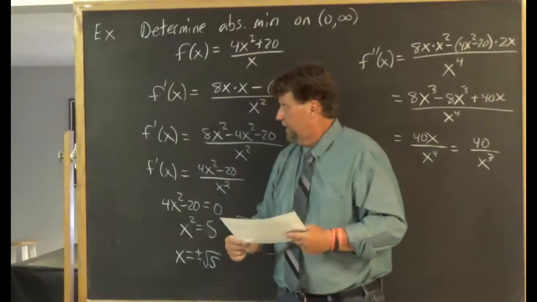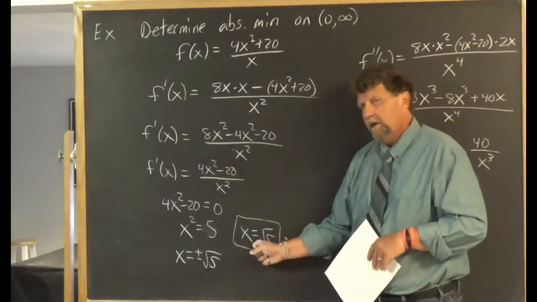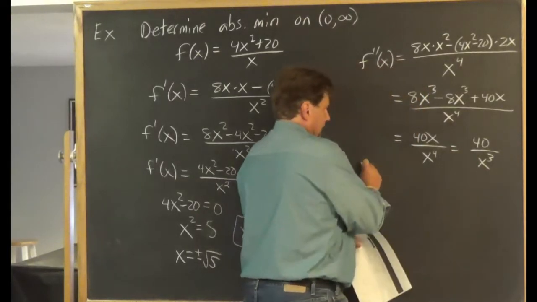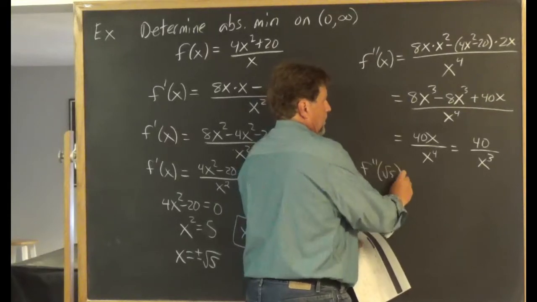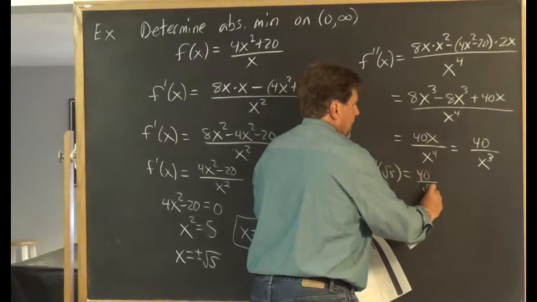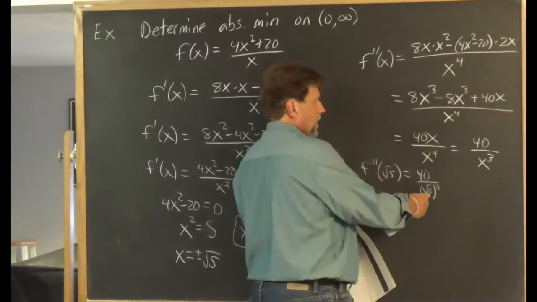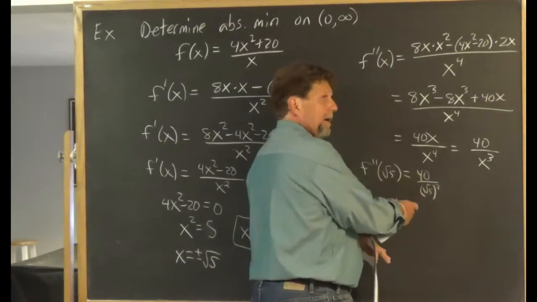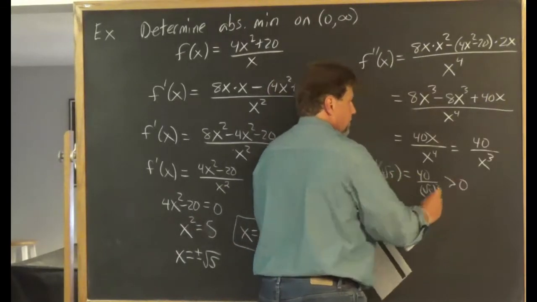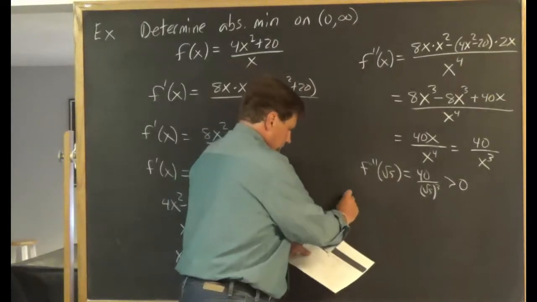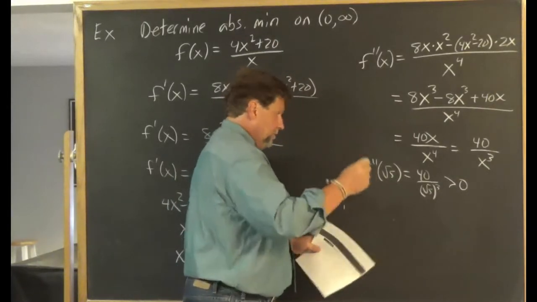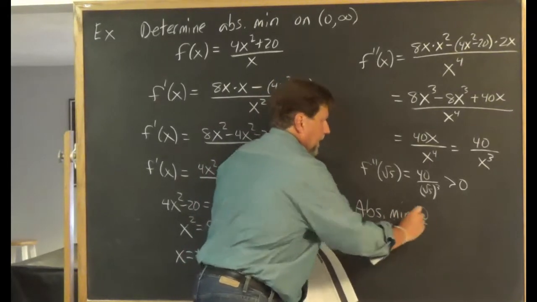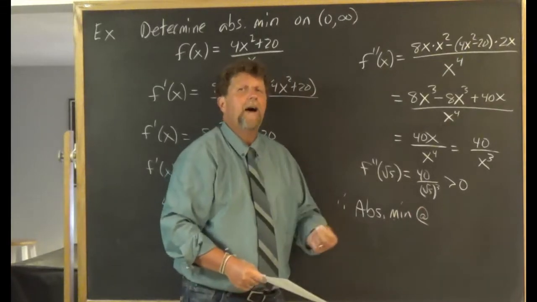So now when I evaluate the second derivative at the critical value, x equals square root 5, I don't even need to use a calculator. I know square root 5 cubed is positive. Positive divided by a positive is positive. I know it's going to be greater than 0, which tells me we have an absolute minimum at x equals square root 5.